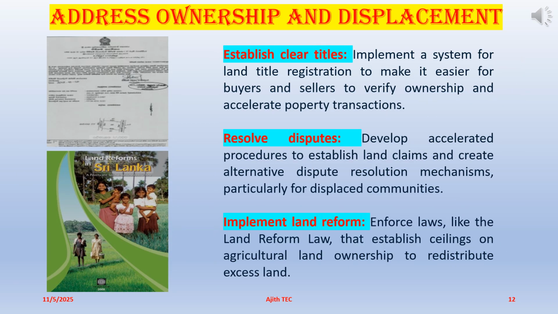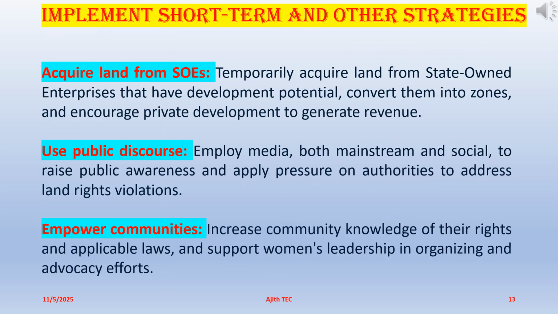Address ownership and displacement. Establish clear titles: implement a system for land title registration to make it easier for buyers and sellers to verify ownership and accelerate property transactions. Resolve disputes: develop accelerated procedures to establish land claims and create alternative dispute resolution mechanisms, particularly for displaced communities. Implement land reform: enforce laws, like the Land Reform Law, that establish ceilings on agricultural land ownership to redistribute excess land.